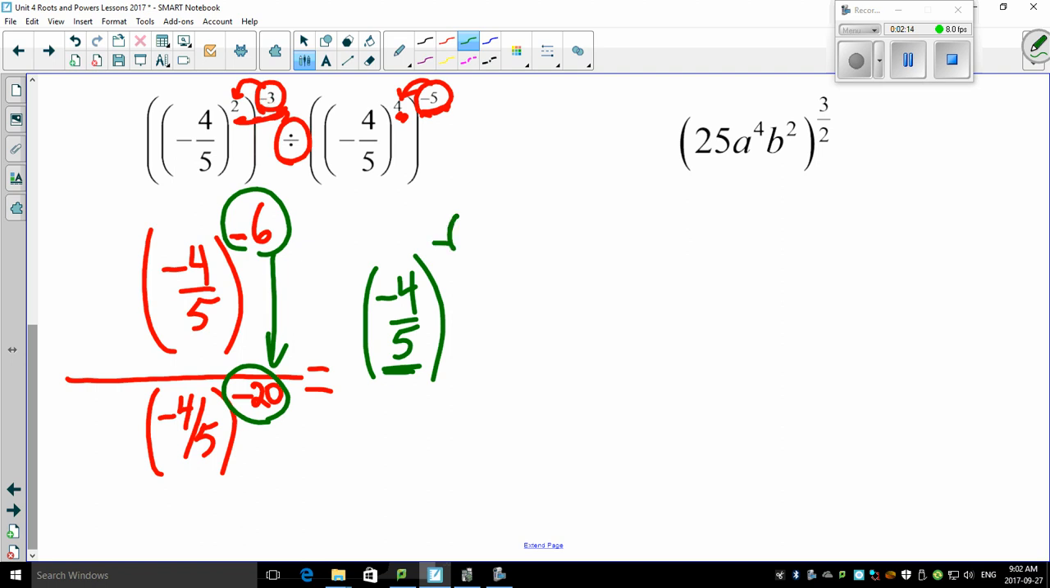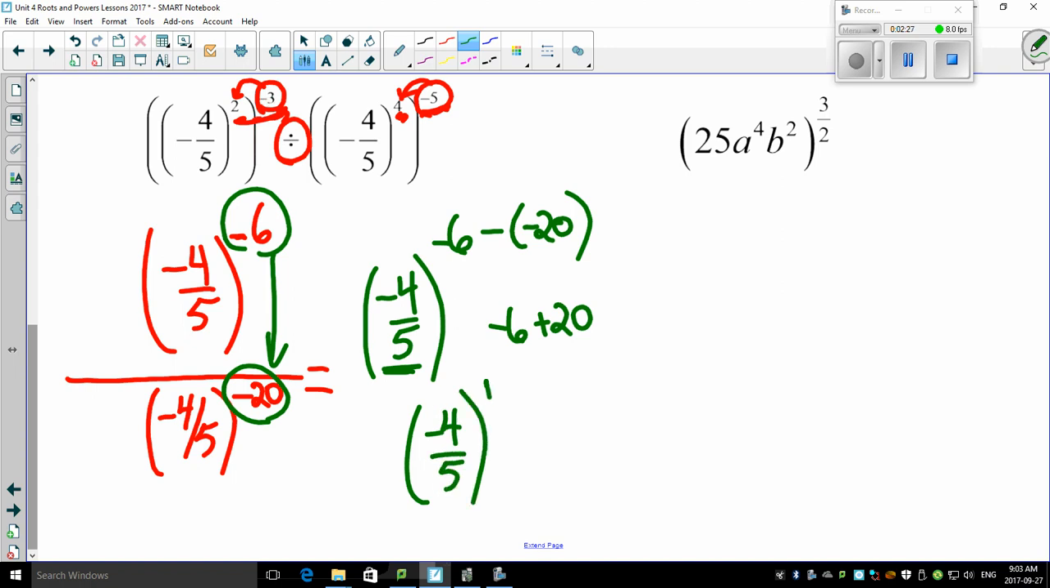Okay, negative 6 minus a minus 20. There's that negative thing again, which you know is negative 6 plus 20, which works out to be negative 4/5 to the 14. That would be your answer. Done. And unless it says to evaluate, leave it like that.